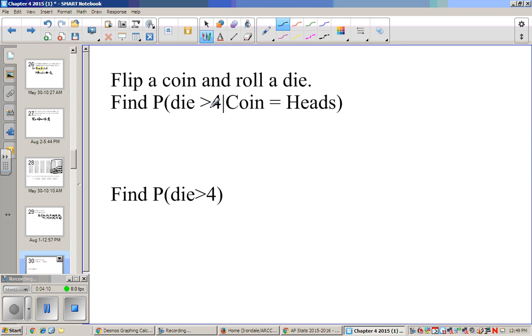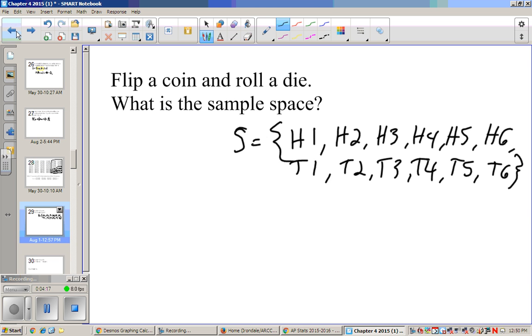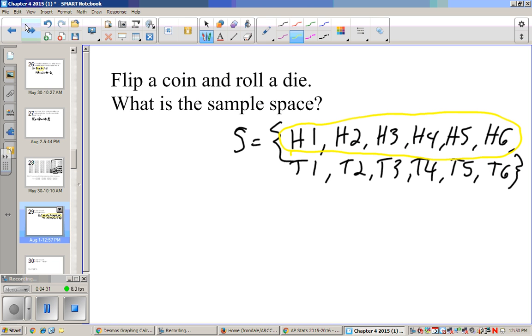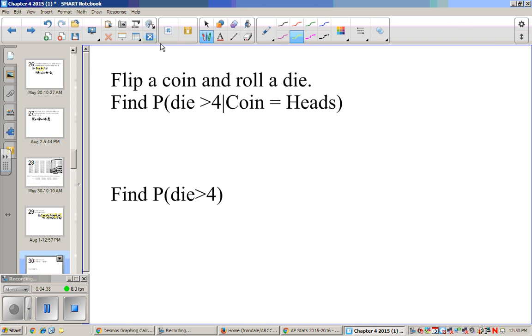So what's the probability we get a die that's greater than 4, given the fact that our coin is heads? If we look back, and we reduce our sample space to just the coin is heads, now we want to find out what's the probability that the die is greater than 4. Greater than 4 is going to be 5 and 6, so that's 2 out of 6. So our answer is 2 out of 6, which is 1/3.